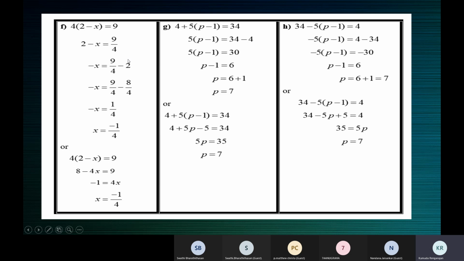So we have minus x is equal to 1 by 4. Now multiply both the sides by minus 1, because you need to get rid of this minus sign, right? So multiplying both the sides by minus 1, we have x into 1 is x, minus into minus plus. 1 by 4 into minus 1: 1 by 4 into 1 is 1 by 4, plus into minus minus. So x is equal to minus 1 by 4.